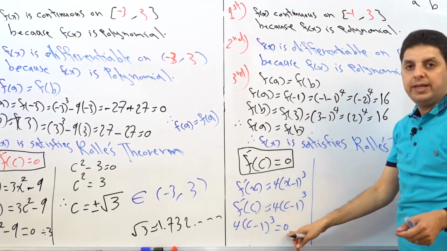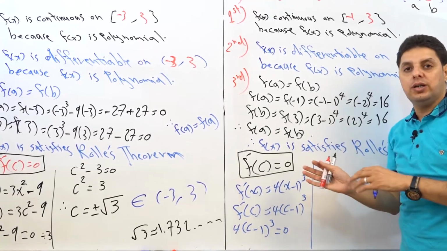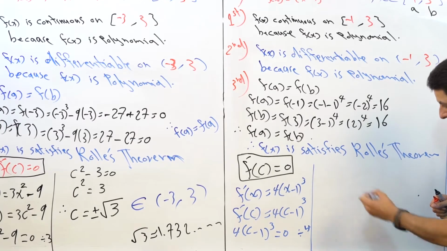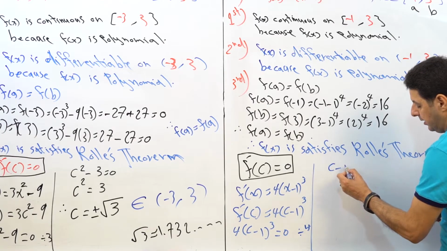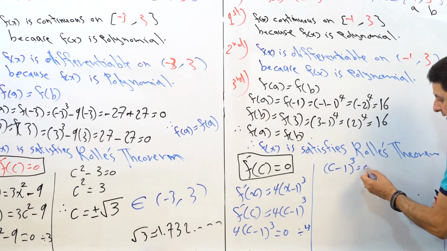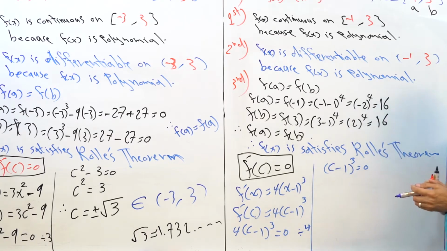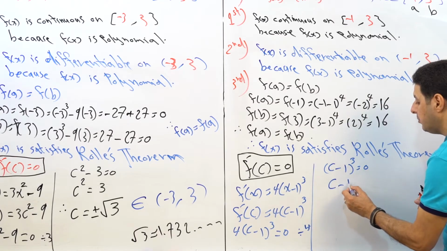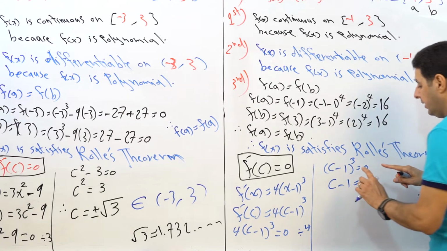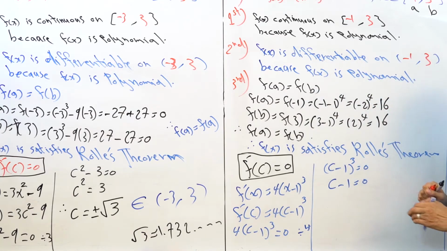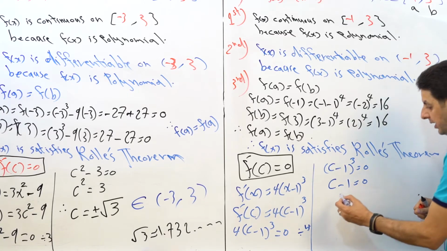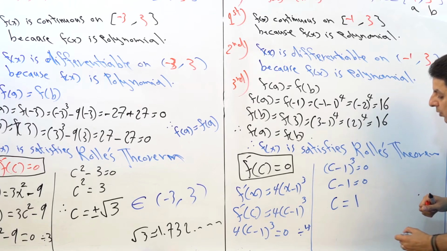Then solve the equation to find the value of C. Divide by 4. That means C minus 1, all to the power 3, equals 0. Take the cube root of both sides: C minus 1 equals 0. By using the additive inverse, that means C equals 1.